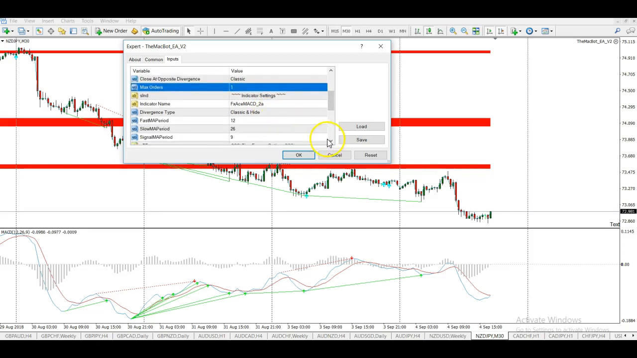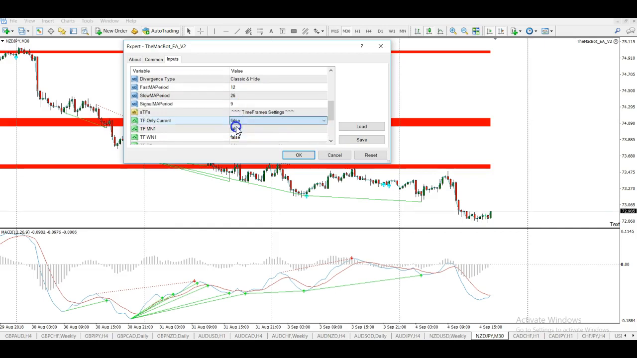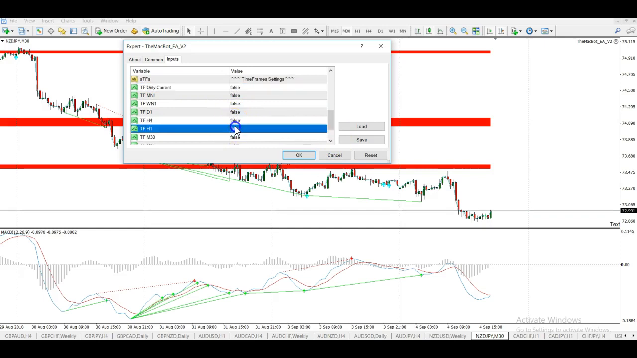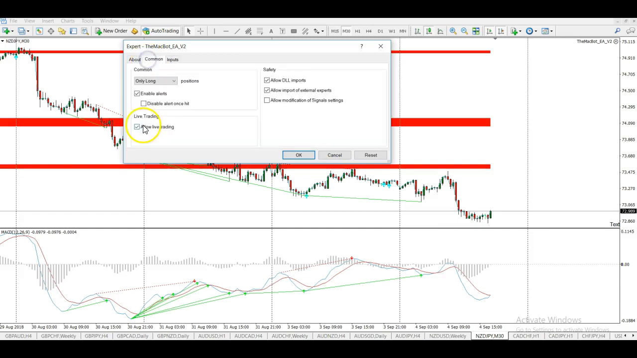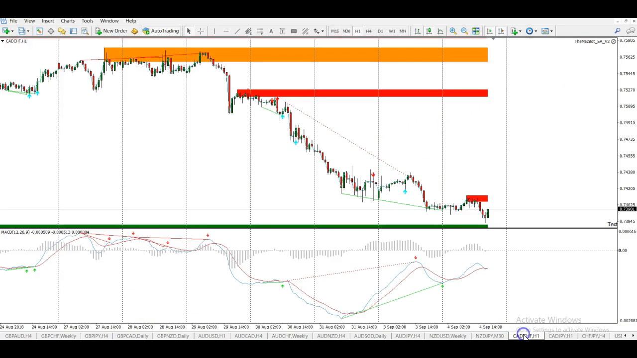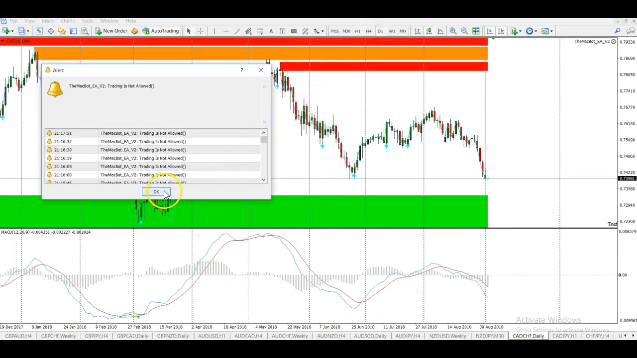Let's see how easy it gets once you get good at this. Okay, so false. Go true. True, and I'm going to put the 15-minute one in also. True. Okay. Common. Allow live trading. Okay. Smiley face. Awesome.